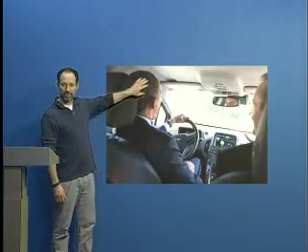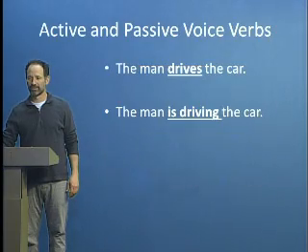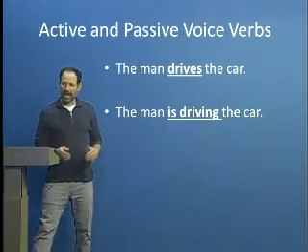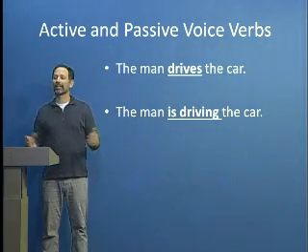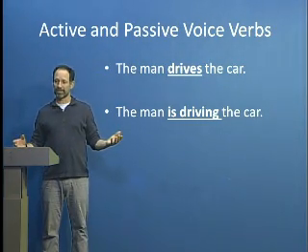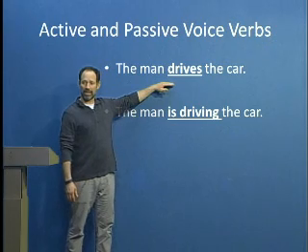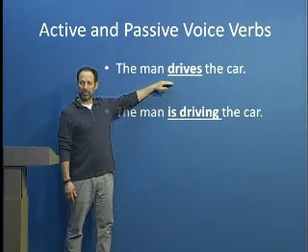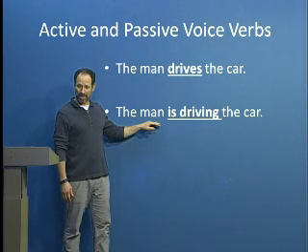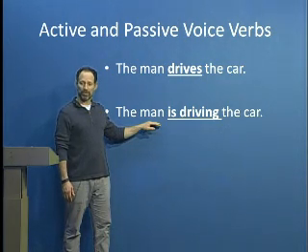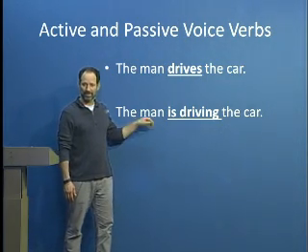If we look at this picture, we have a man driving a car. The man is driving the car. With that subject, man, and that verb, drive, I could have lots of different verb tenses. Here's the man drives the car. That is present simple. Here, the man is driving the car. That's present progressive.